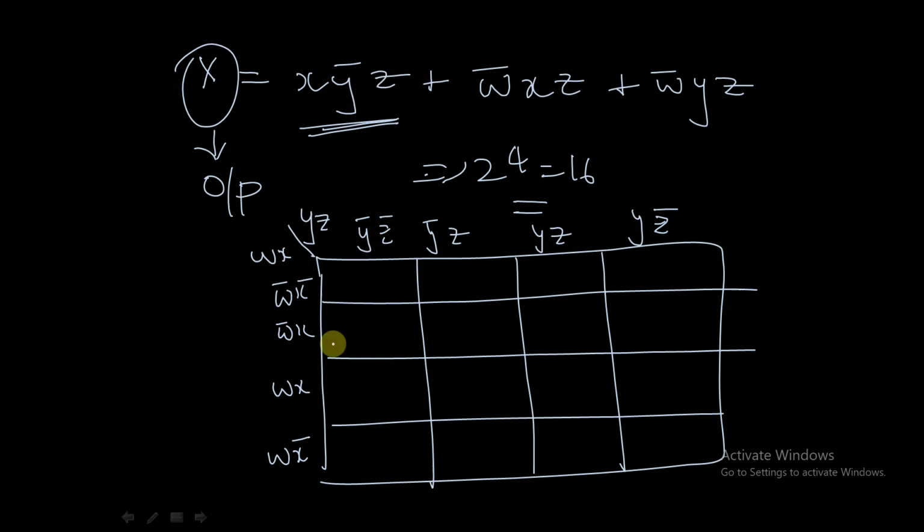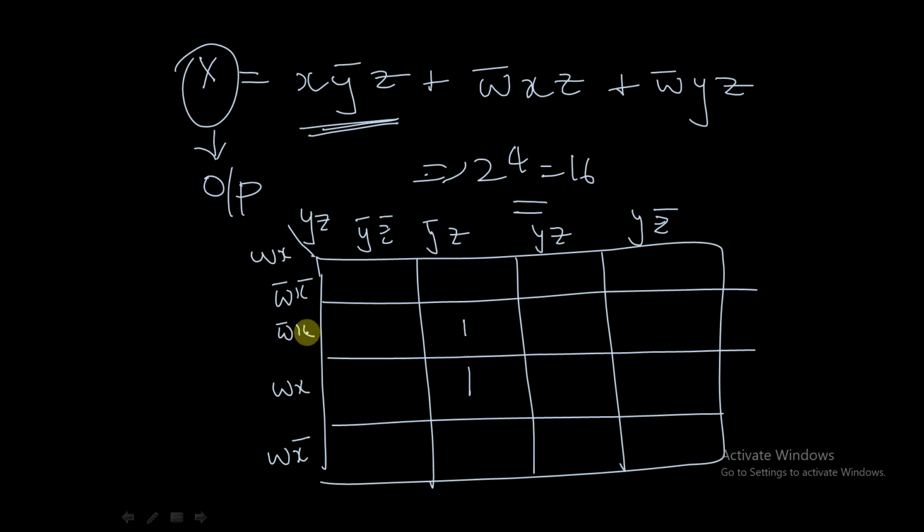X y bar z, where I am getting this particular pattern x. So I should find where I will get the common term x. So here I will get the common term x. So I can write one here, and I should get y bar z. So where will I get y bar z? Here I will get y bar z. So if I write one here, I will get this particular term x y bar z.